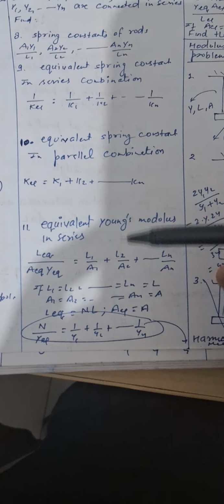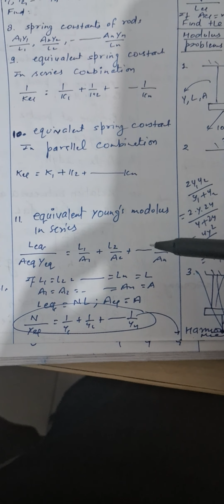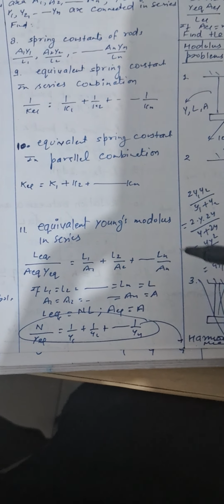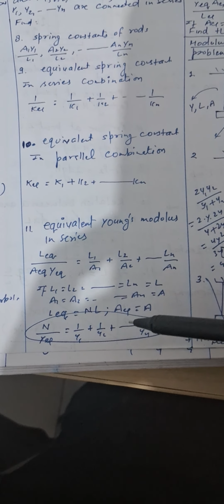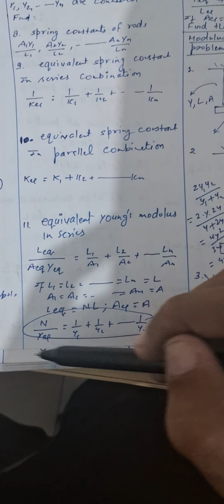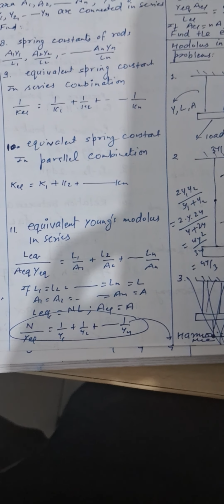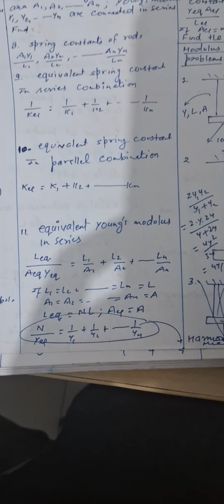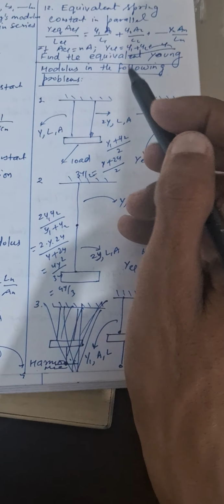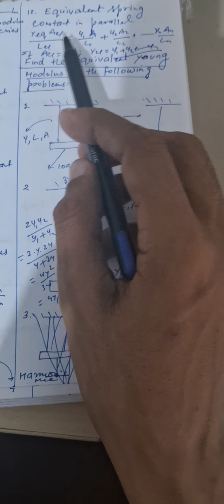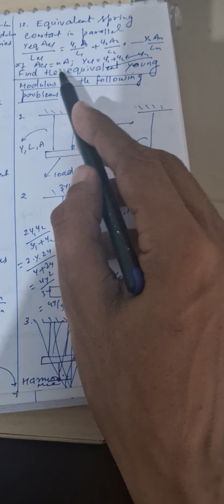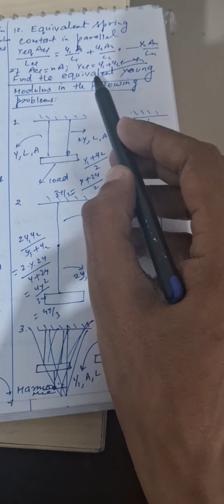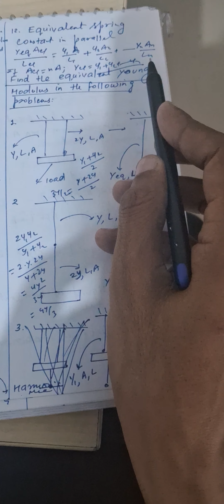Then we need to find equivalent Young's modulus in series. So equating the k equivalent both sides, and if we take L equivalent equal to n times L, then we have this relation for Y equivalent, which is the harmonic mean of individual rods. Next is equivalent Young's modulus in parallel combination. So if we take A equivalent equal to nA, then we have Y equivalent as Y1 plus Y2 plus up to Yn, divided by n.